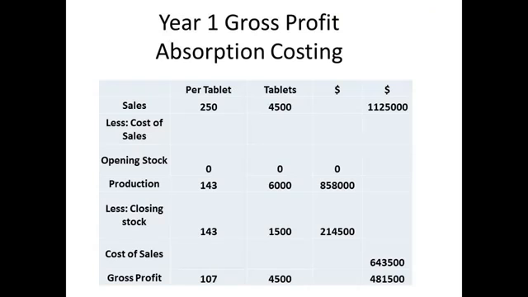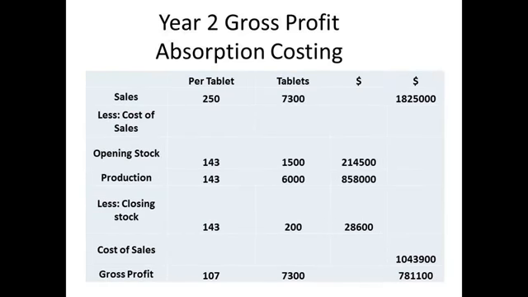Our total sales for absorption costing in year 1 come to $1,125,000. We multiply $250 by 4,500 units. There is no opening stock. We have produced 6,000 units at a cost of $858,000, and we will have a closing stock valued at $214,500. Our total for cost of sales is then $858,000 less $214,500, which is $643,500. We subtract cost of sales from sales and get a figure for gross profit of $481,500.